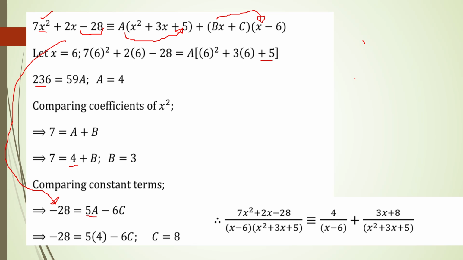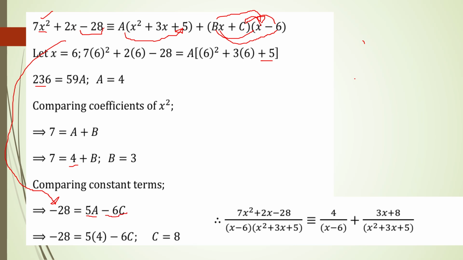And if you look here, bx times x is going to have a coefficient of x, also bx times negative 6 is going to have a coefficient of x. c times x is going to have a coefficient of x, then c times negative 6 we get negative 6c. It does not have a coefficient of x, so that's why we picked it and then we placed it here.